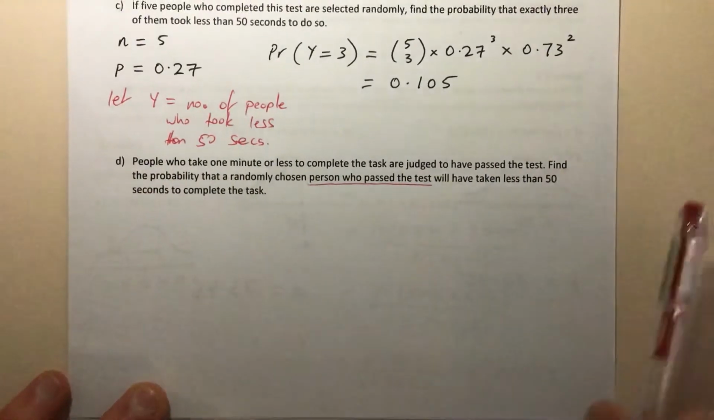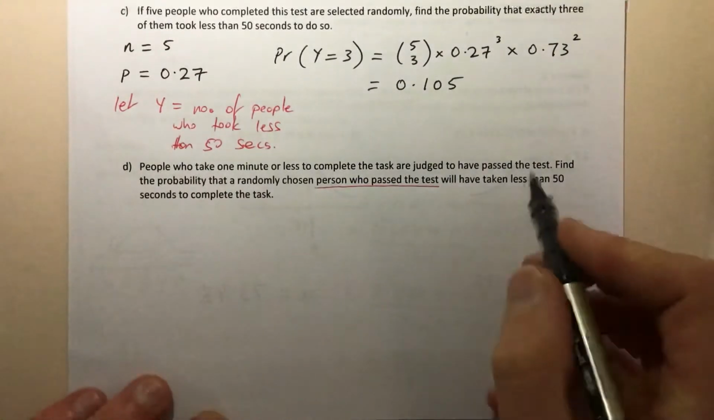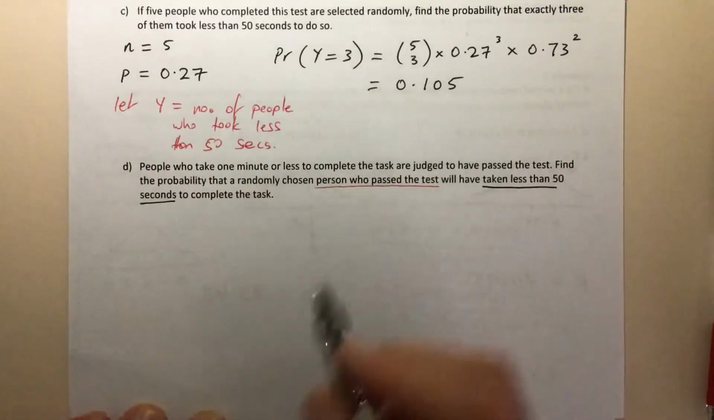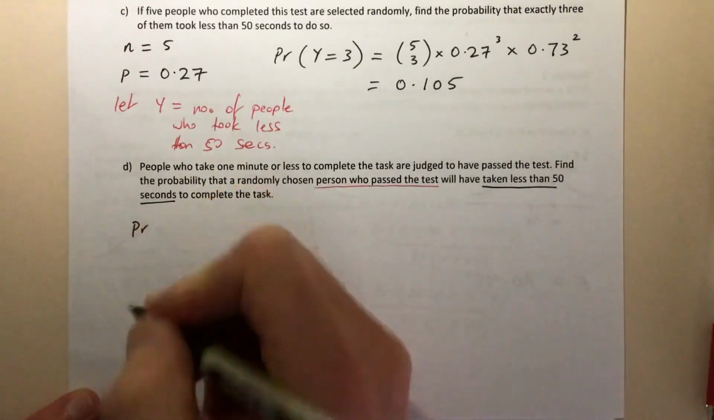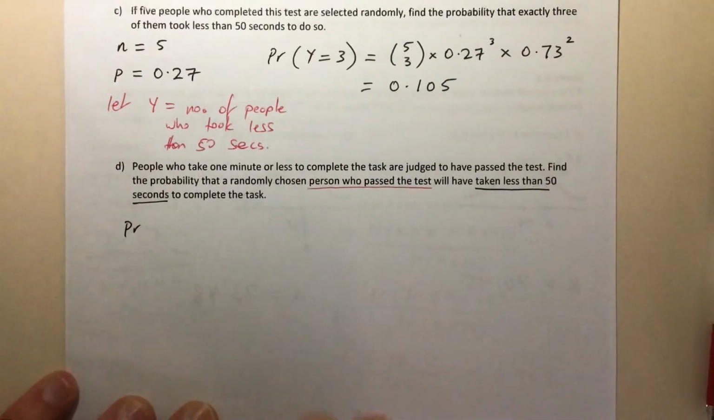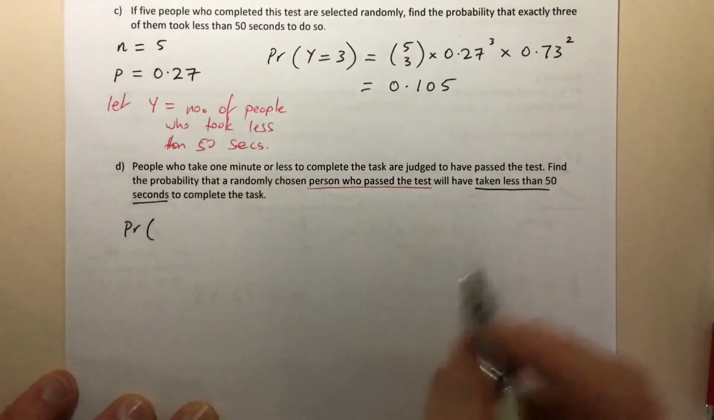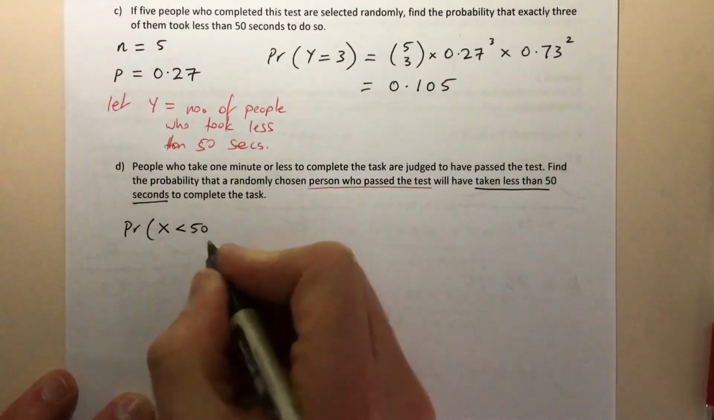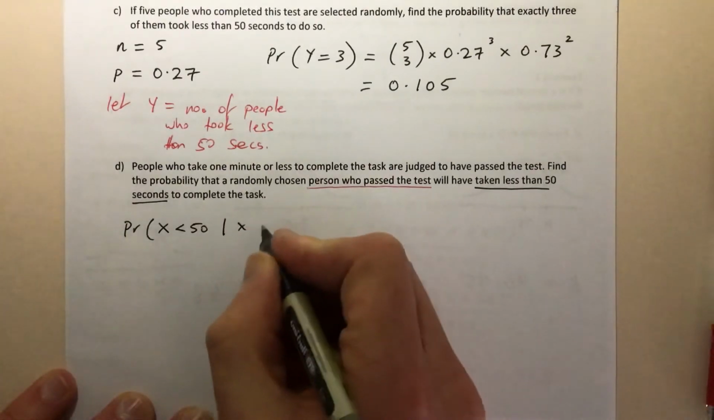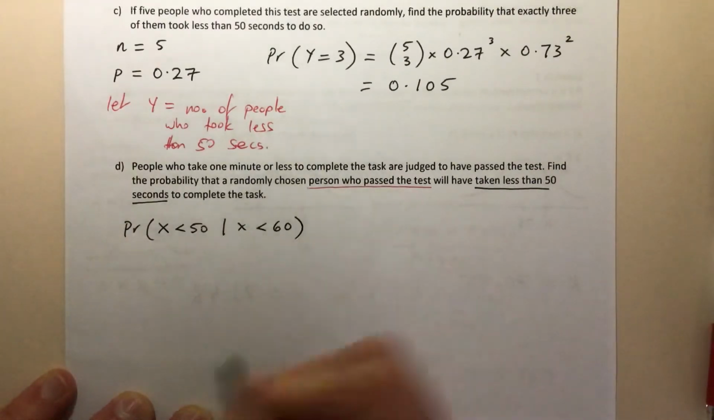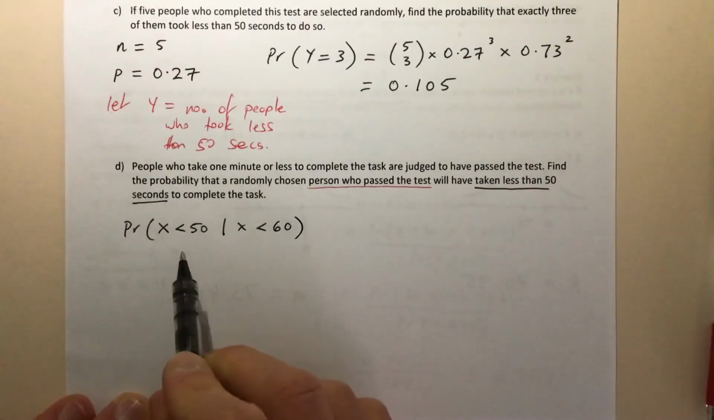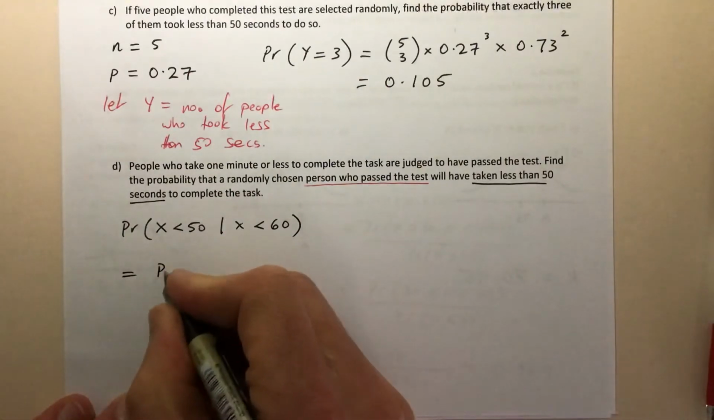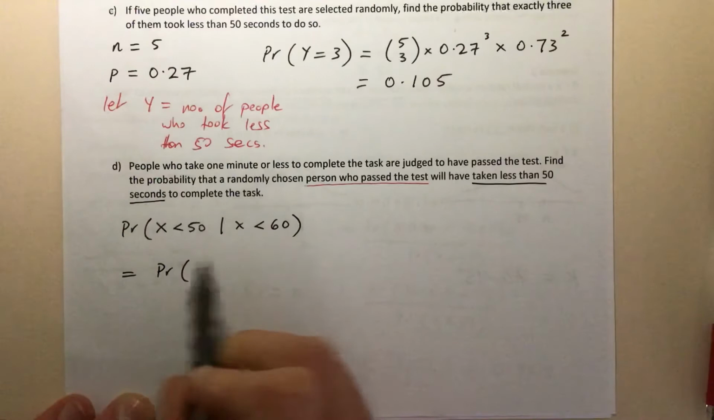So this question's saying, find the probability that they will have taken less than 50 seconds if we know they passed the test. So even though it doesn't have that phrase "given that", and we have to read it really carefully, this is actually a conditional probability question. It's saying, find the probability that X is less than 50, given that X is less than 60. In other words, find the probability that they took less than 50 seconds if we know they took less than 60 seconds. And then remember, with conditional probability, best thing to do, write the formula.